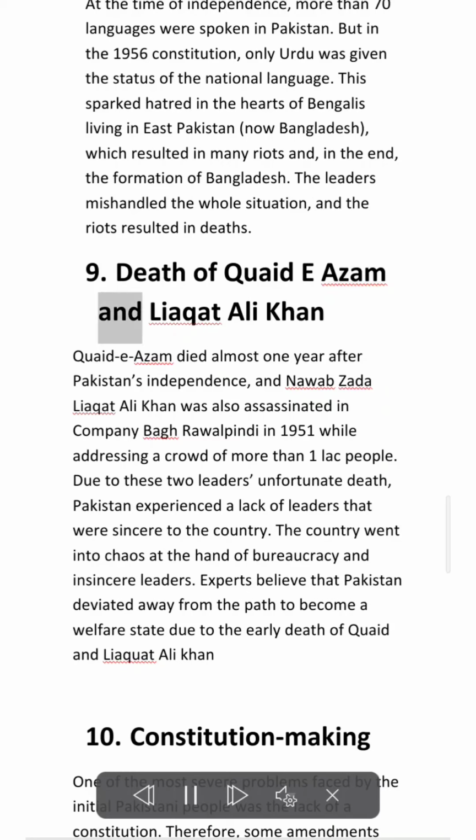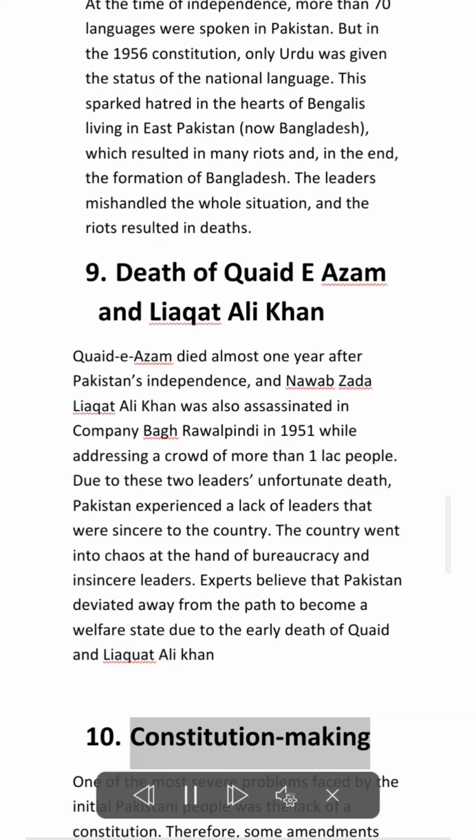Death of Quaid-e-Azam and Liaquat Ali Khan. Quaid-e-Azam died almost 1 year after Pakistan's independence, and Nawabzada Liaquat Ali Khan was also assassinated in Company Bagh, Rawalpindi, in 1951 while addressing a crowd of more than 1 lakh people. Due to these two leaders' unfortunate deaths, Pakistan experienced a lack of leaders who were sincere to the country. The country went into chaos at the hands of bureaucracy and insincere leaders. Experts believe that Pakistan deviated from the path to become a welfare state due to the early death of Quaid and Liaquat Ali Khan.